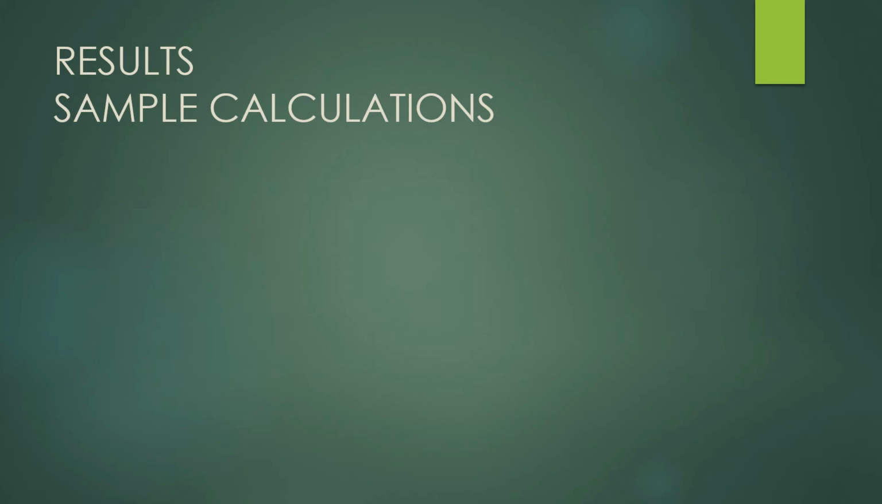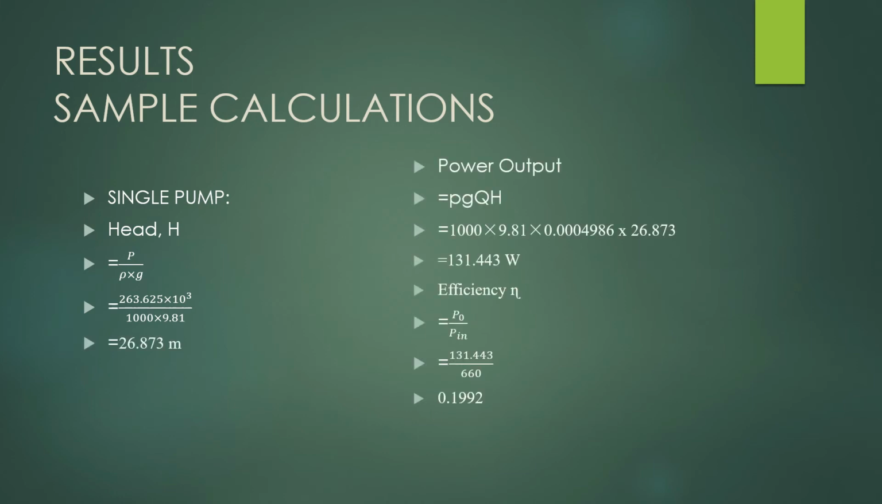So let's talk about the results and calculation here. Results and discussion. So we start with the sample calculations first. So for the single pump, we have to find the head. So this is our equation, P over rho times gravity. So we get the head. Then we have to find the power output, which is rho g Q H.